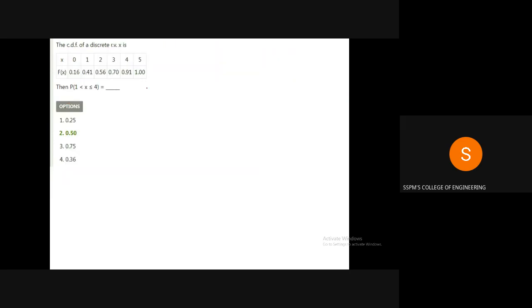Next question. The CDF of a discrete random variable x is given. CDF means cumulative. Here F of x is given, not p of x. You have to remember this. P of x is not given here. What is given? F of x, that is the cumulative distribution function. And we have to find the probability of 1 less than x less than or equal to 4.